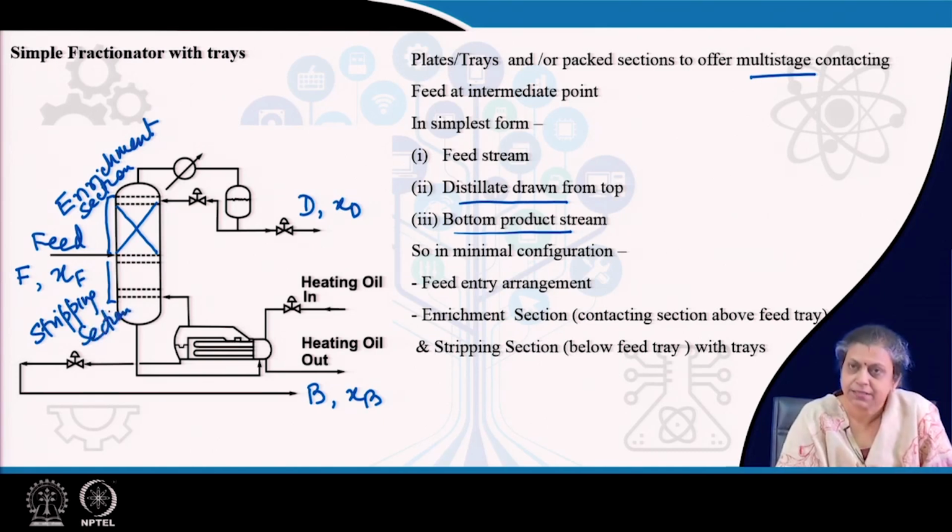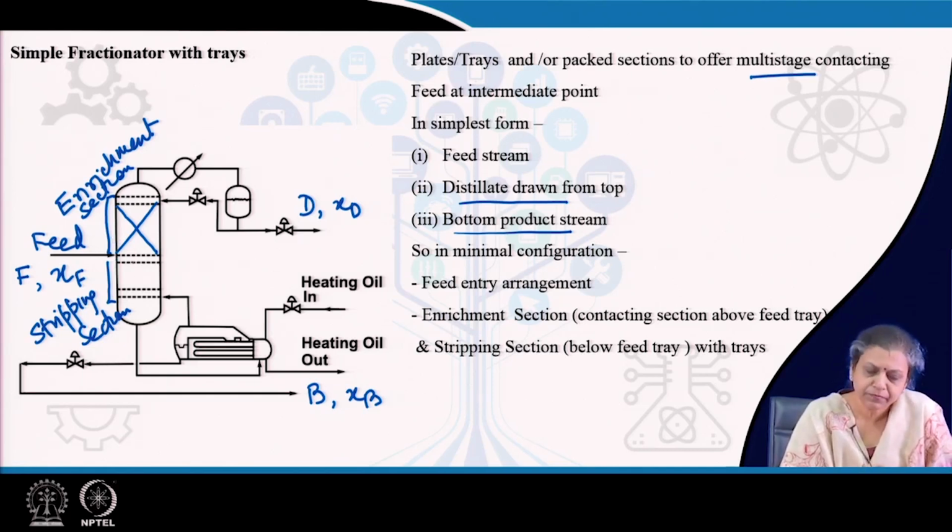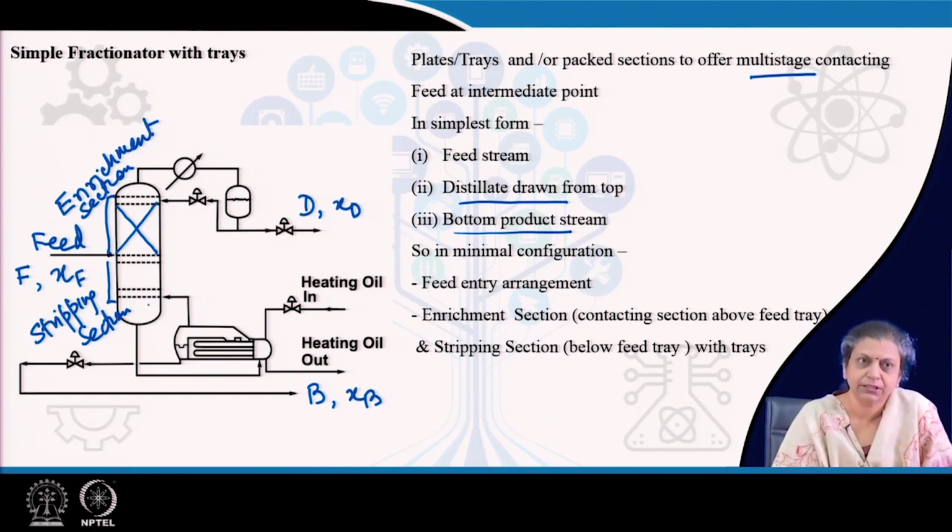So, what are the things that you need to know about a column? You need to know the arrangement for the feed entry, and you need to know the details of the enrichment and the stripping section. Usually both the sections have more or less the same arrangement, the same tray types, etc. The column diameter is uniform throughout, unless we have a very large column where it would be economical to go for a different diameter for the enrichment or the stripping section; otherwise we do not go for it. After that, we need some particular arrangement for top product collection. And we also need some particular arrangement for the bottom product collection and also the introduction of the vapors in the stripping section to bring about the mass transfer in the stripping section.